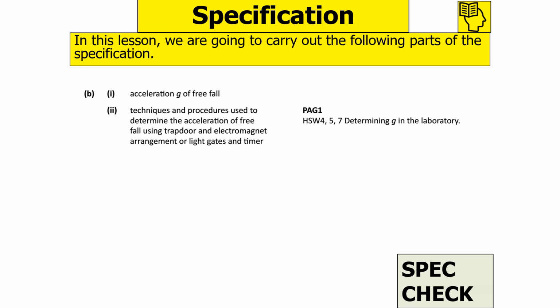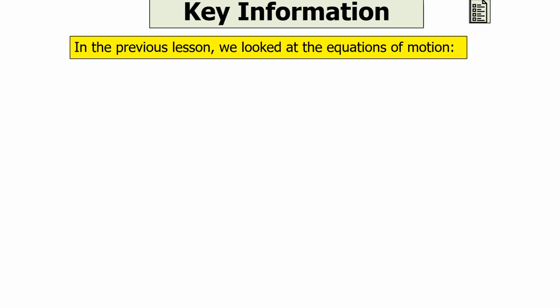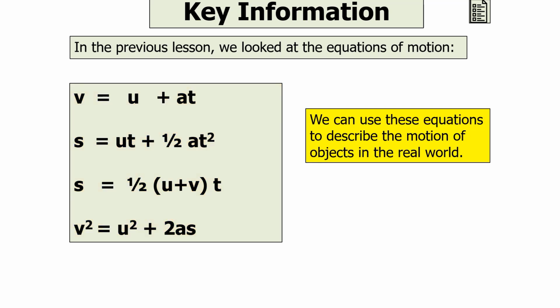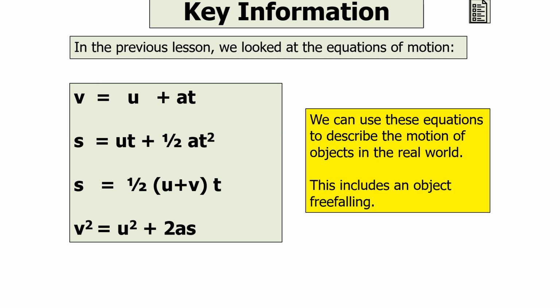So we're going to be looking at the following parts of the OCR A-Level Physics specification, in particular acceleration g of freefall. So in the previous lesson we looked at the equations of motion, which are v equals u plus at, s equals ut plus a half at squared, s equals a half u plus v times t, and v squared equals u squared plus 2as. Now we can use these equations to describe the motion of an object in the real world. Now this can include an object free falling.